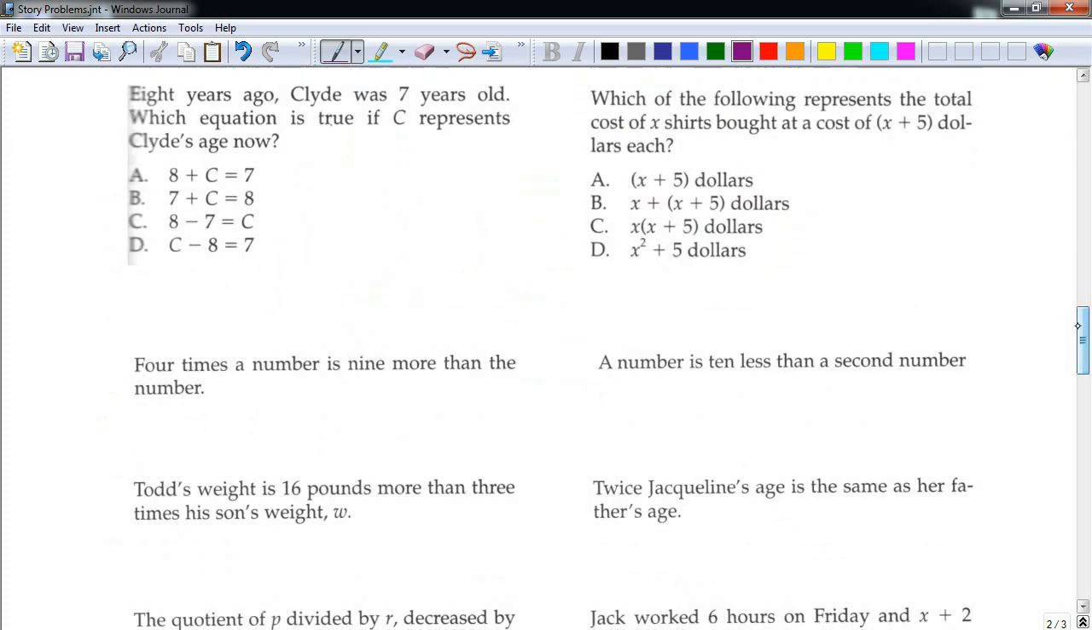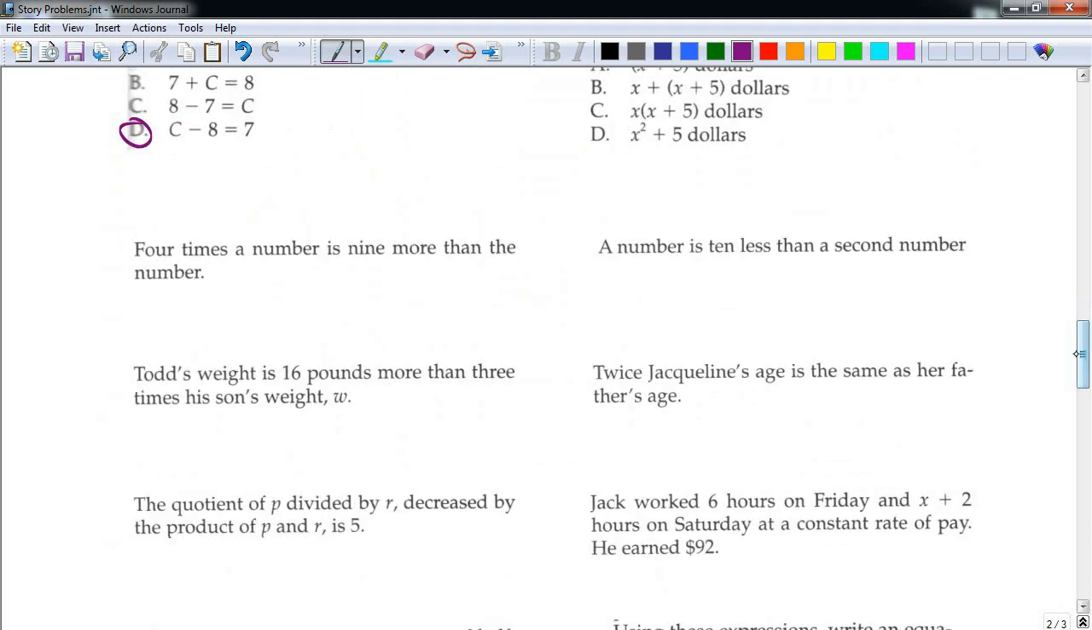Further down, I have a bunch of examples. I will very quickly do the ones on the left. I want you to do the ones on the right. So 8 years ago, Clyde was 7 years old. So I take Clyde and I take away 8 years, and that should equal 7. That's option D. Okay? 4 times a number equals 9 more than the number, n plus 9.